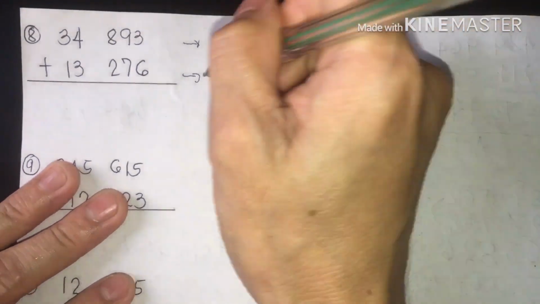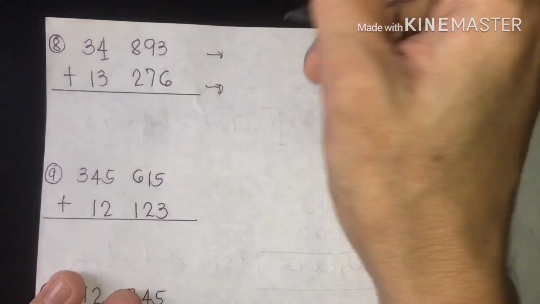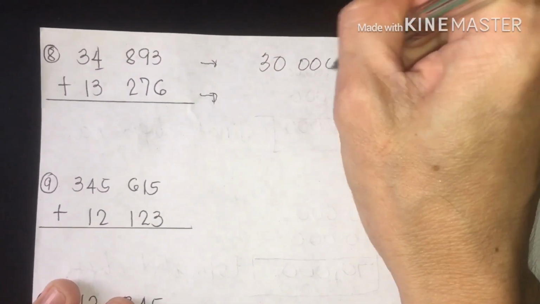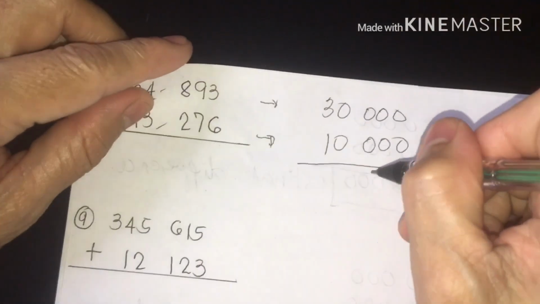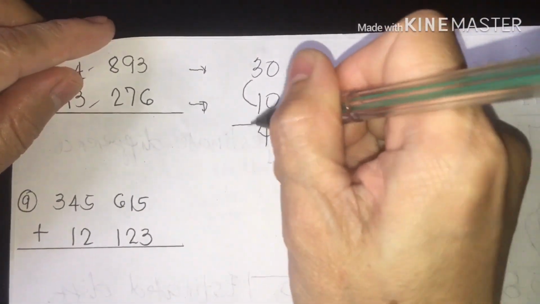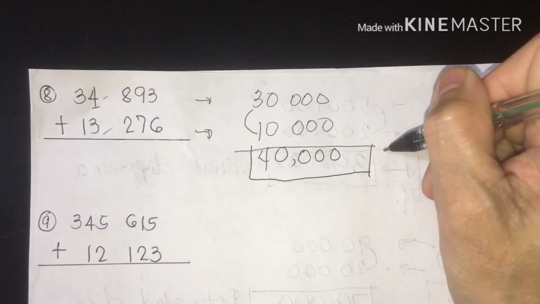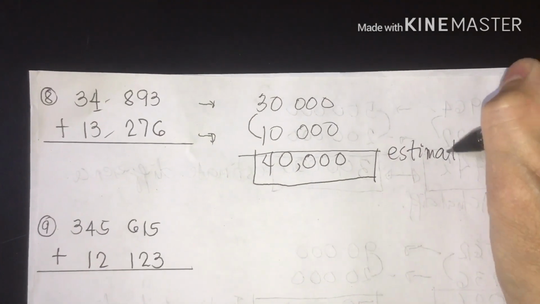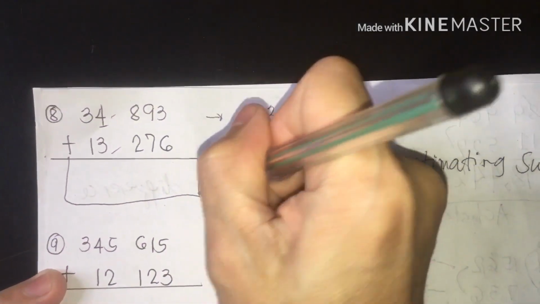Next is number 8 class, estimating sum. So we're going to estimate first 34,000 to 893. 4 is rounding down, so we need to write 30,000. 13, so rounding down 3, we have 10. Okay, we're going to bring down 3 zeros. 1 plus 3, so we have here our estimating sum is 40,000. Estimating sum. Next is our actual sum.